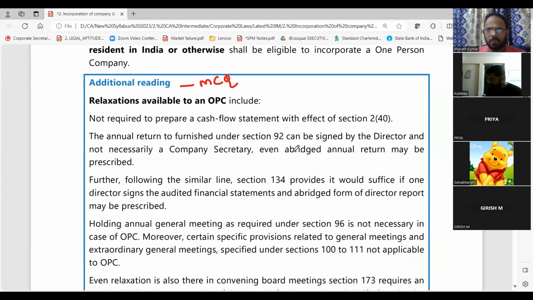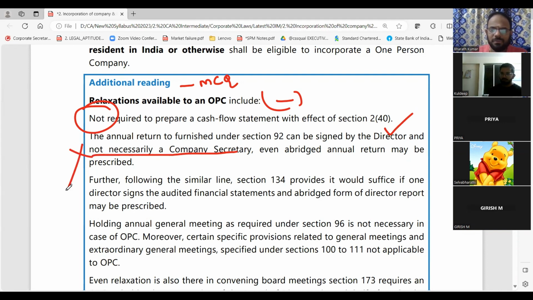Are we ready? Do you need to prepare a cash flow statement? No. I told you, plus and minus you should know. This is minus, that means don't do. Should you require a cash flow statement? No. Annual return, should it be signed by the director? Yes. Should it be signed by the company secretary?